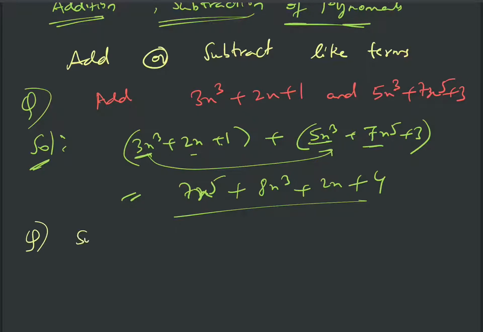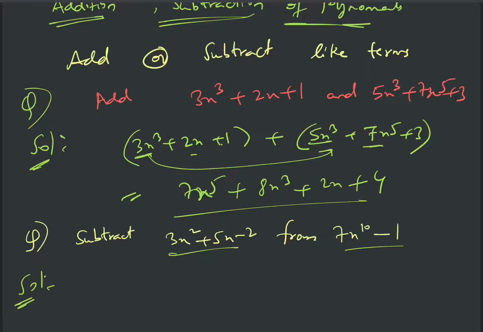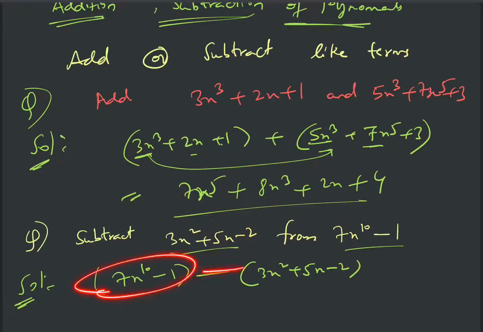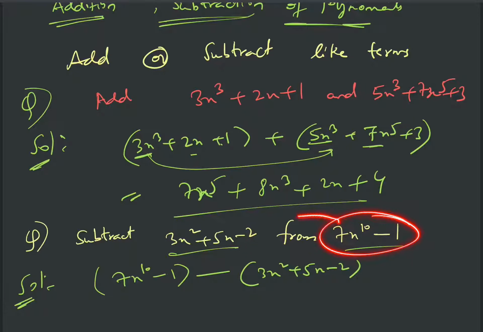Let us do one more. Say subtract 3x square plus 5x minus 2 from 7x power 10 minus 1. So you need to subtract this polynomial from this polynomial. It means he is asking to find 7x power 10 minus 1 minus (3x square plus 5x minus 2), right? So from this one you just subtract this polynomial. You try to understand the meaning of this: subtract this one from this means you need to do 7x power 10 minus 1 minus this polynomial.